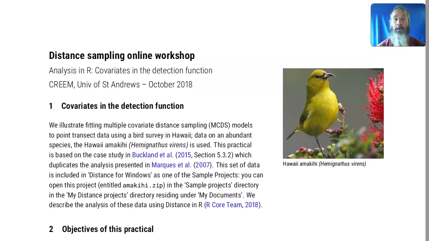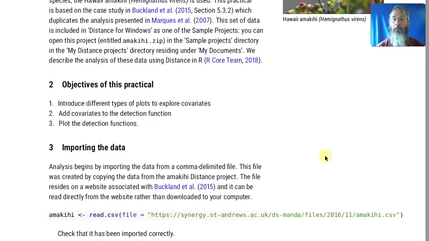So with that introduction, there's a picture of our study animal. We'll be looking at some plotting skills that come in handy both for the exploratory data analysis phase of the work, as well as the understanding of the fitted detection function.